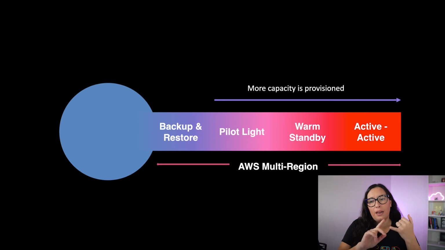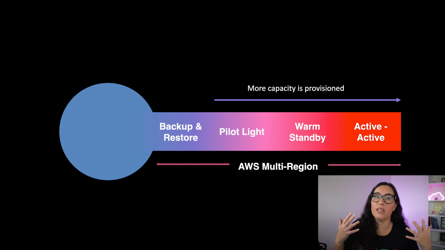And when we talk about pilot light, warm standby, and active-active, the biggest difference between these 3 strategies is the amount of capacity you are provisioning. So in the pilot light, you basically have your bare bones, and then you can fail over with a little bit more time. Warm standby has capacity provisioned, but very minimal. And active-active has the full-blown capacity.